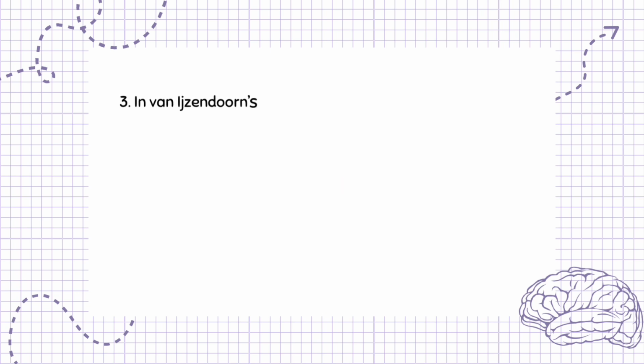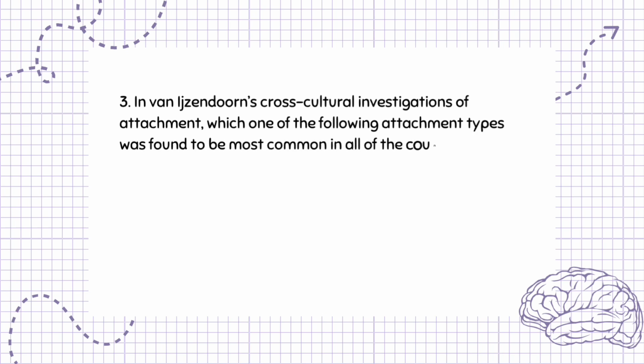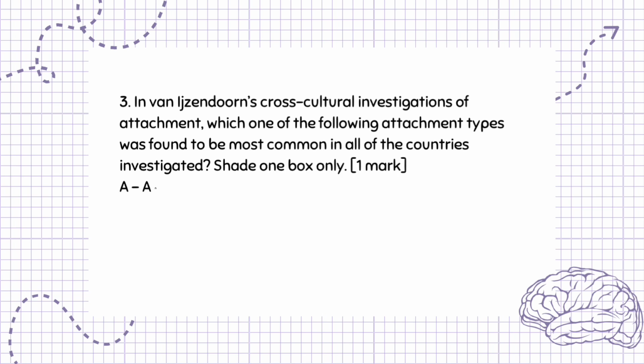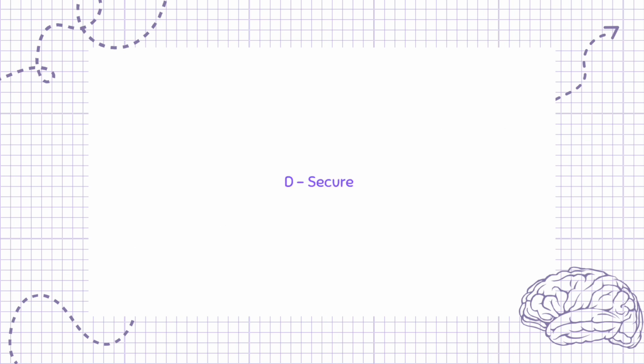Question 3. In Van IJzendoorn's cross-cultural investigations of attachment, which one of the following attachment types was found to be most common in all of the countries investigated? Shade 1 box only. 1 mark. A. Anxious avoidant. B. Anxious resistant. C. Disorganized. D. Secure. D. Secure.